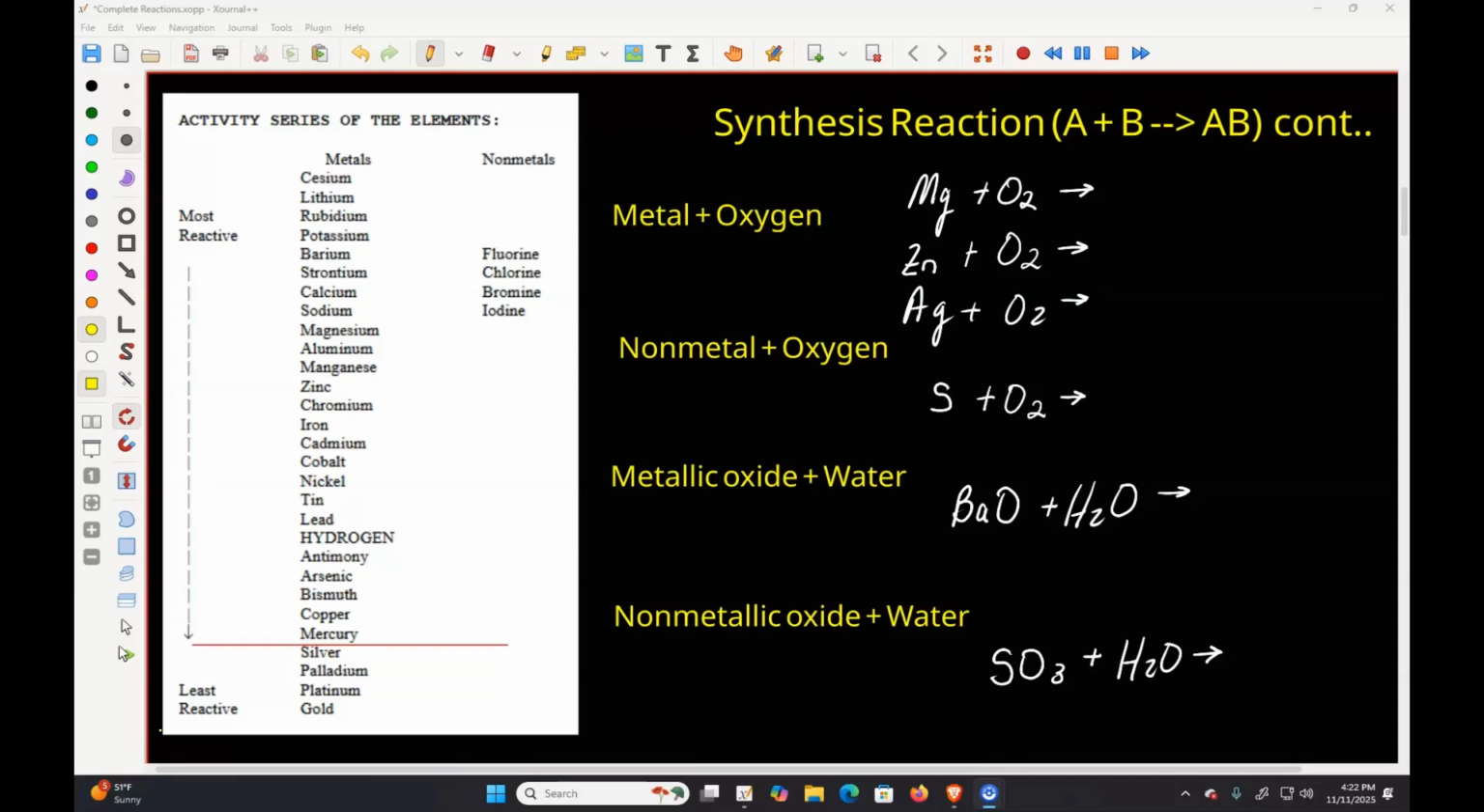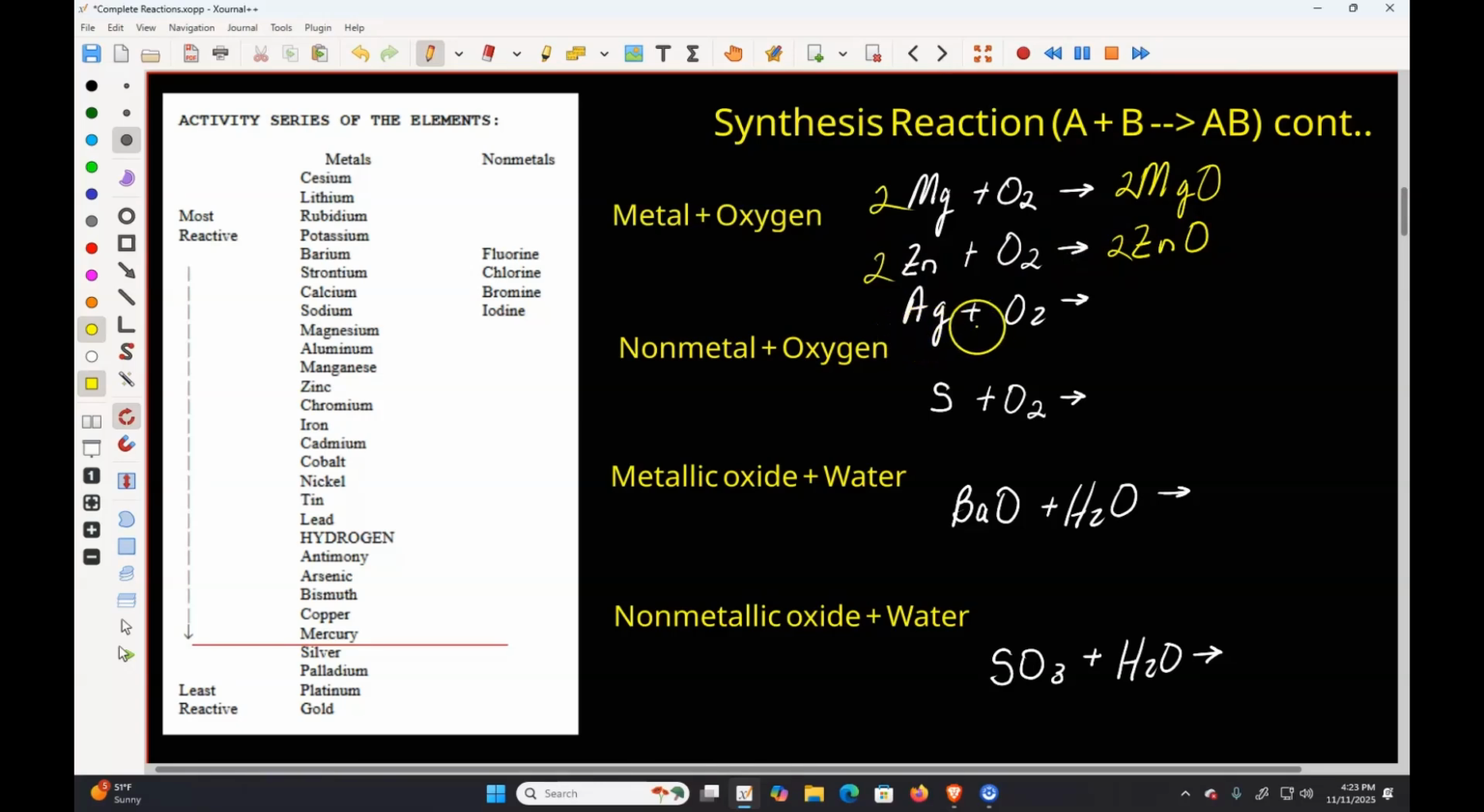Okay, metal plus oxygen. If a metal is more active than silver, it will react with oxygen to form a metallic oxide. If the metal has an activity of silver or lower, it will form oxides indirectly. Okay, so magnesium plus oxygen would give us magnesium oxide. And we'll balance it. All right, zinc plus oxygen gives us zinc oxide.